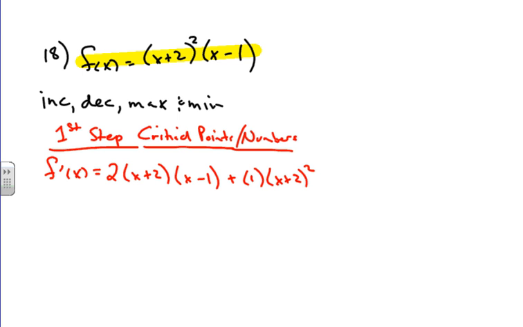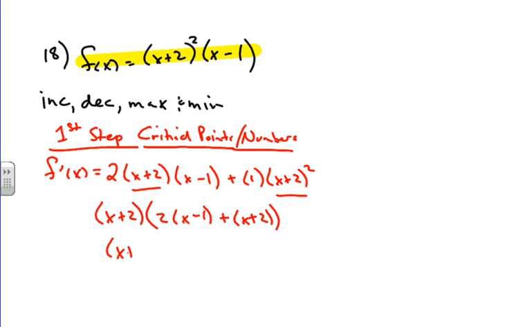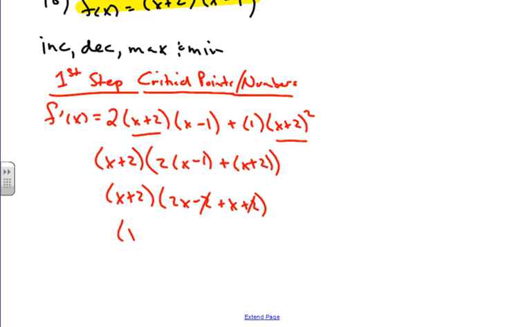From here, we're going to simplify this answer. I notice that I have x plus 2. I'm going to factor that out. When I do that, I have 2 times x minus 1 plus the other x plus 2. And what we're going to do is simplify that a little bit farther. And we have x plus 2 times 2x minus 2 plus x plus 2. These cancel out. And we're left with our solution, x plus 2 times the quantity 3x. So that is f prime.